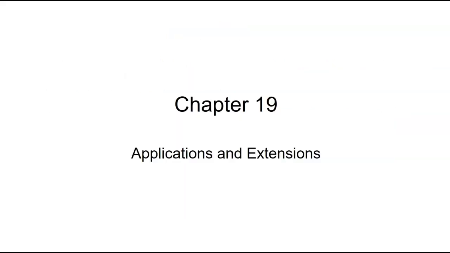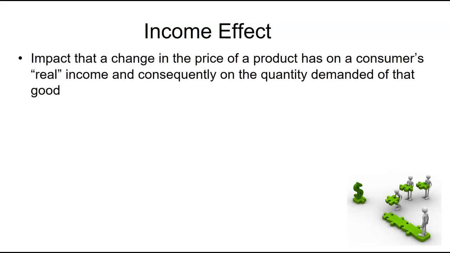So the applications and extensions of marginal utility per dollar. We used to have the income effect back when we first introduced the demand curve. The income effect is the impact that a change in the price of a product has on a consumer's real purchasing power, and the ability to affect the quantity demanded of that good. So as the price of the good increases or decreases, the amount that you can buy changes just mathematically. Before, we did that based on the budget curve.